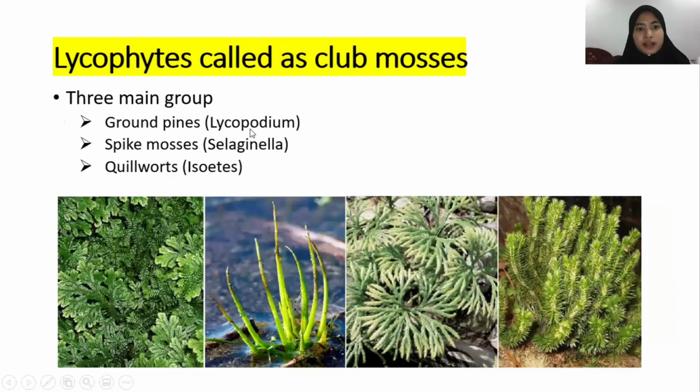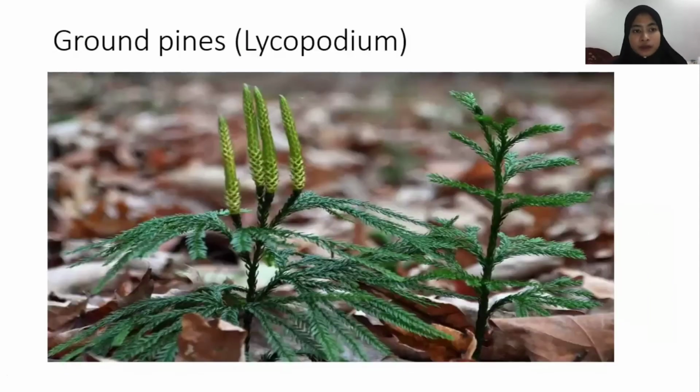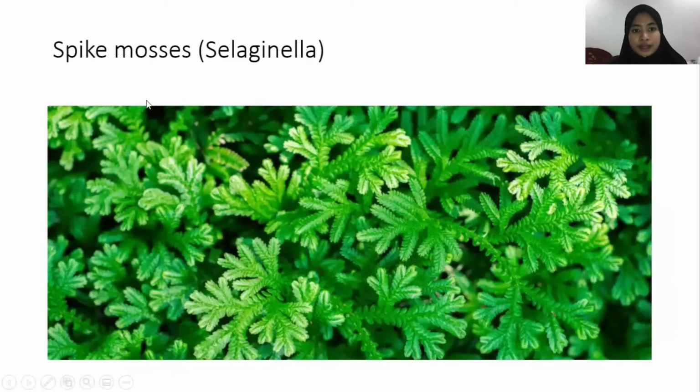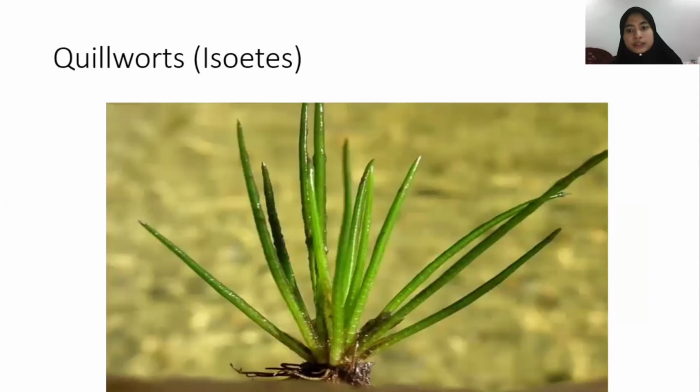Lycophytes are called club mosses. There are three main groups of them: ground pines, Lycopodium; spike mosses, Selaginella; and quillworts, Isoetes. This is how the ground pines, Lycopodium, look, and the spike mosses, Selaginella, and quillworts, Isoetes.